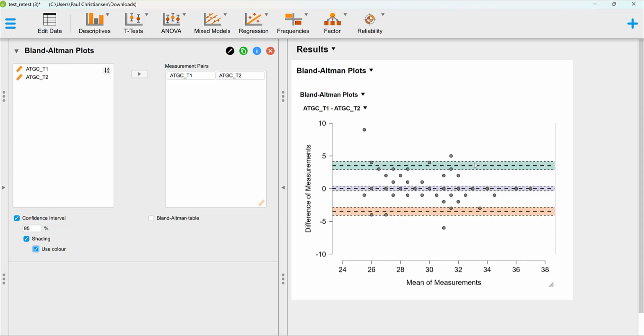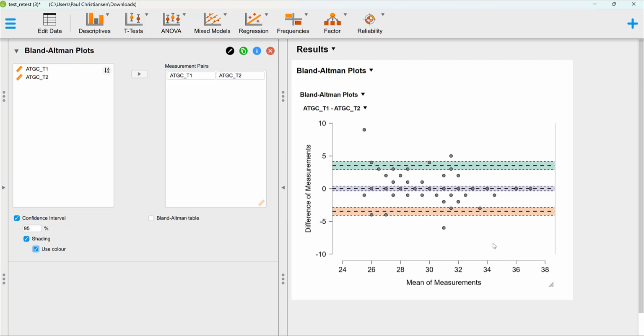So what's this actually showing? Well, we've got our mean of measurements and then the differences between our measurements. So this is the mean of our participants' scores. Each participant's got two scores, and we've got to work out what the mean is. And then we've also got the difference between measurements here on our y-axis.